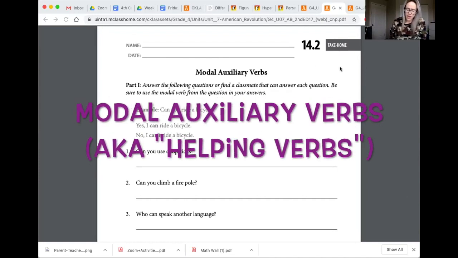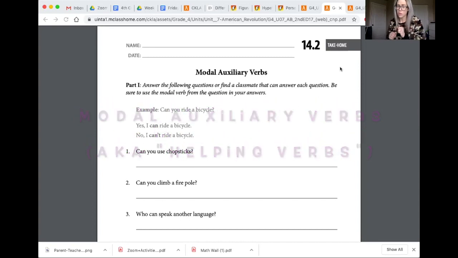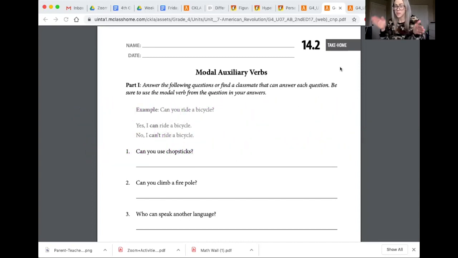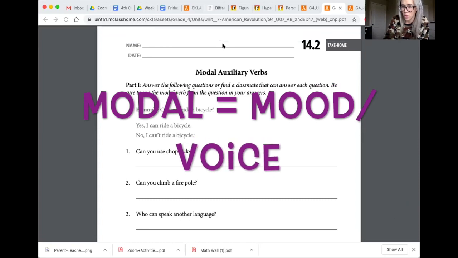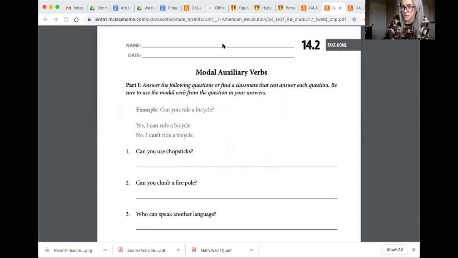Now, a modal auxiliary verb can also be called what we call a helping verb. Your whole life you're going to hear people say, make sure you use a helping verb. Well, this is where you're going to learn what those are. And that interesting word modal actually means mood. So having a helping verb, one of these auxiliary verbs, is going to add to the mood or your voice in your sentence, and it's going to be attached to your verb. It's right next to your verb.